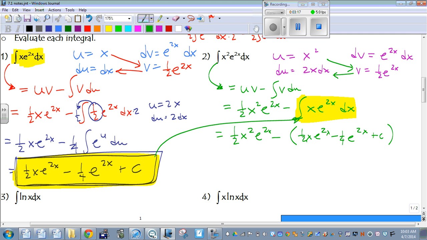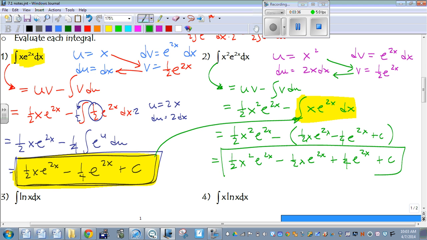It could be minus c and it wouldn't really be wrong, but that's just kind of not the notation we usually see or use. So we end up with 1/2 x squared e to the 2x minus 1/2 x e to the 2x minus negative 1/4, so it becomes plus 1/4 e to the 2x. And like I said, I'm just going to leave it as plus c. If you put minus c, I wouldn't count that wrong.